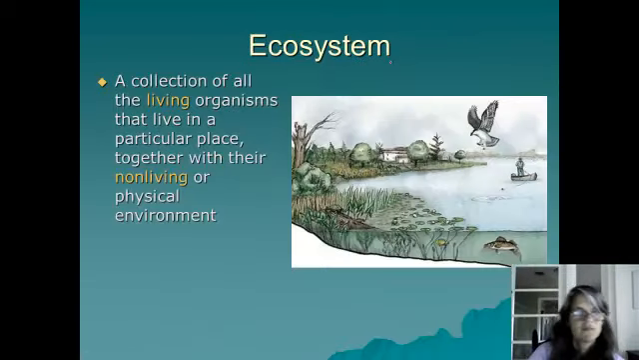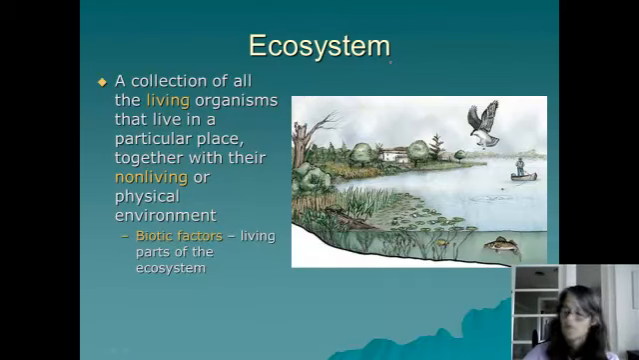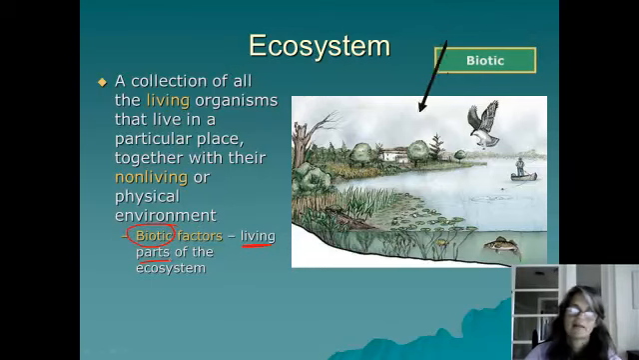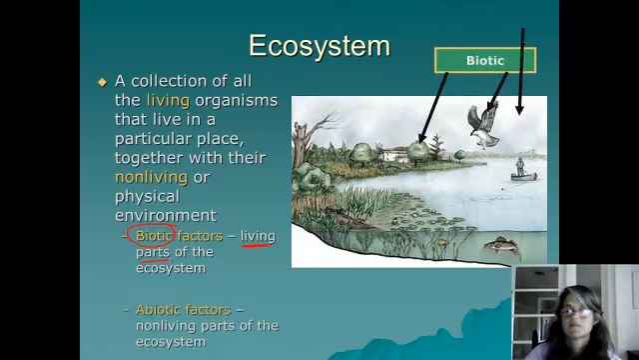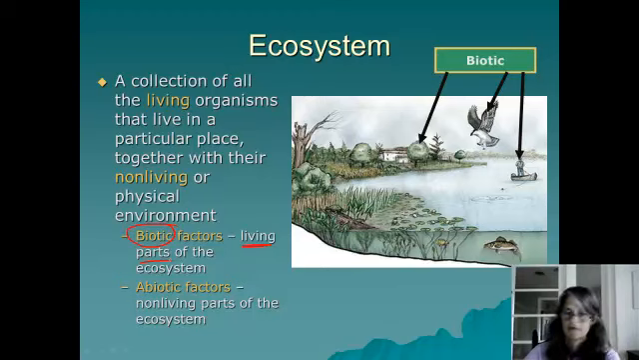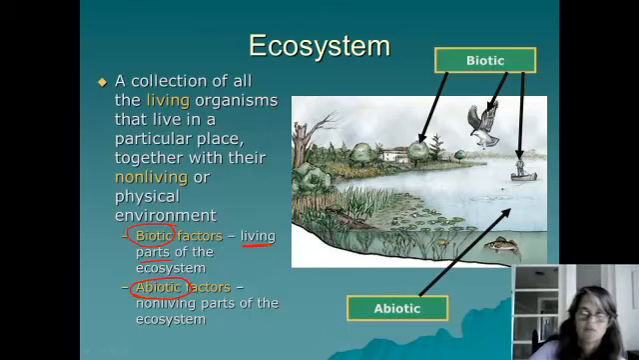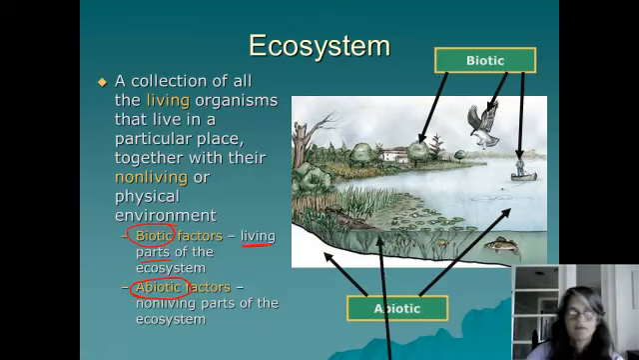And an ecosystem, we've talked about that. Now we're talking about all the living and the non-living or physical components of the environment. So words that you should recognize: biotic factors are simply the living parts of an ecosystem. And so biotic factors might include the trees, the bird, the man, whatever in this picture. While abiotic factors are the non-living parts of the ecosystem, the water, the rock, the air, things of that nature.